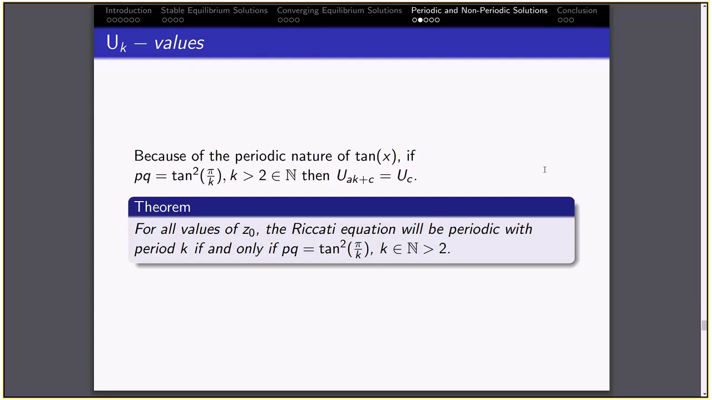But it doesn't stop there. The u values are not the only things that are periodic. Actually, the entire equation is periodic. And this leads us to a very important theorem. For all values of z naught, the Riccati equation will be periodic with period k if and only if pq is equal to tangent squared of pi over k. And again, k is a positive natural number that is greater than 2.